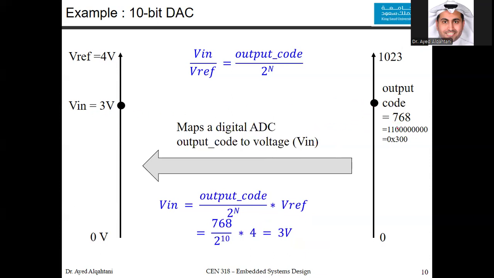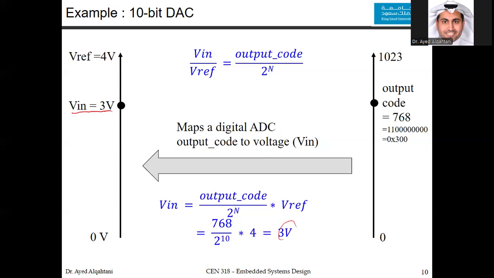So for this output code, usually we have its binary value. We could convert it back to decimal, and you plug it into our equation. Now the output code is 768 divided by 2 to the power of 10 multiplied by 4, and this will give you back the 3 volts. So now you have the analog equal to 3 volts. Since when we digitized, we didn't have any fraction, we didn't lose any magnitude. When you convert back to analog, you get exactly the voltage that you began with.